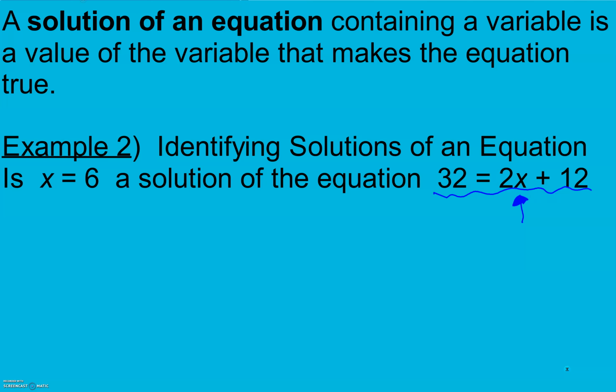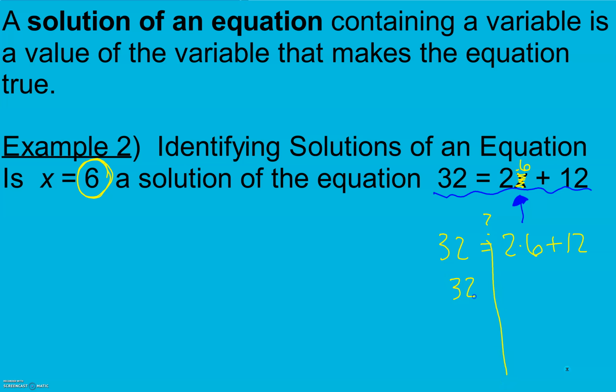So here we want to check what happens if x is 6. Does that make it true or false? Is it a solution or not? So instead of having an x, I'm going to write in a 6. And keep in mind this 2x there is 2 times x. So 32 equals 2 times 6 plus 12. We're going to check and see, is that right?